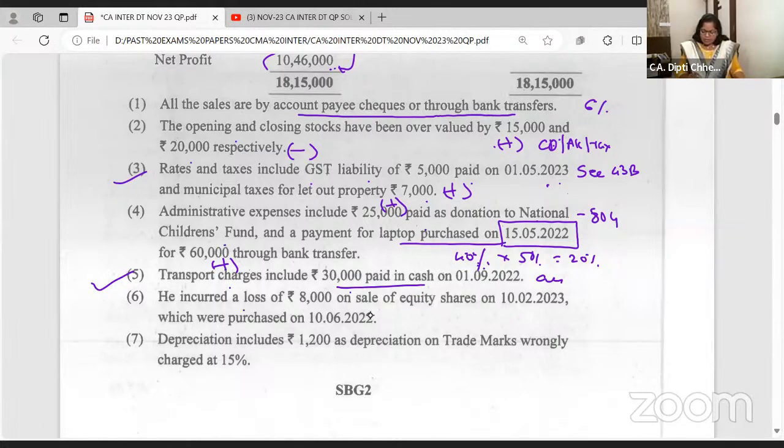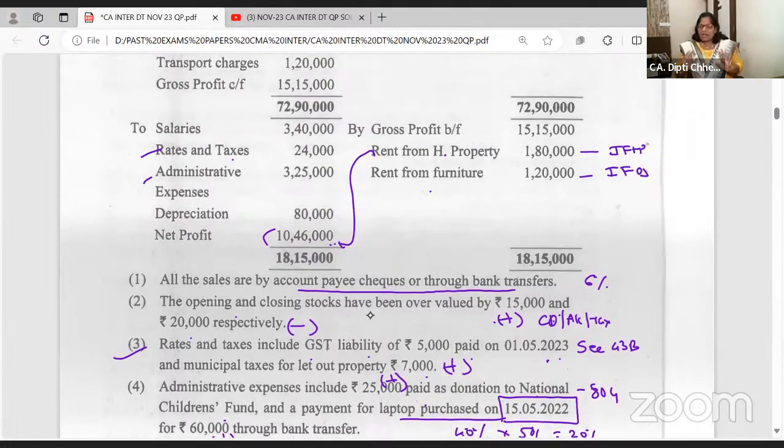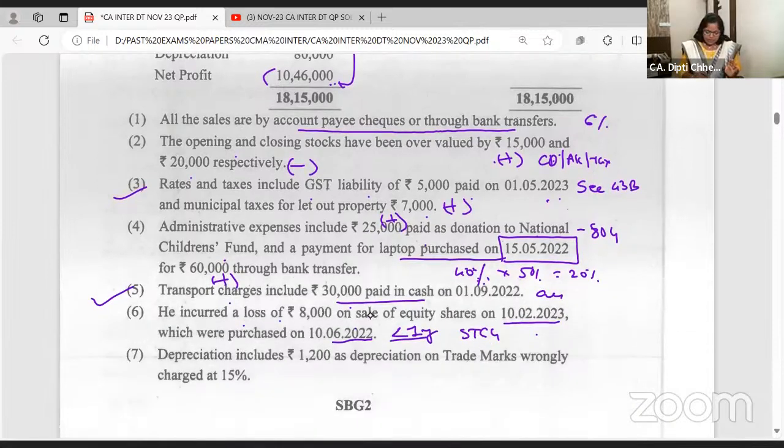He incurred a loss of 8,000 on equity shares, which were purchased on 10/6. 10/6 ko kharide, 22, 10 February. So within a year, you have sold these shares and there's a loss. So this is short-term capital loss, which you will carry forward. Can you set off short-term capital loss in business head and house property and all? Answer is no. So for this also we will write a note.